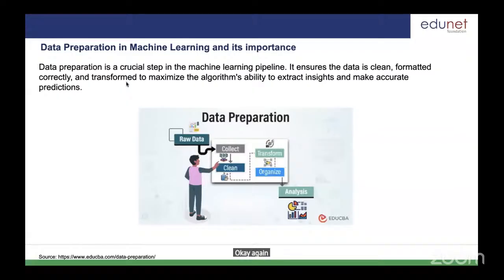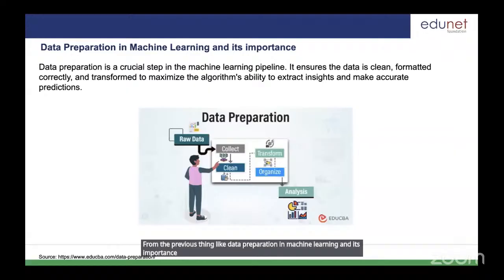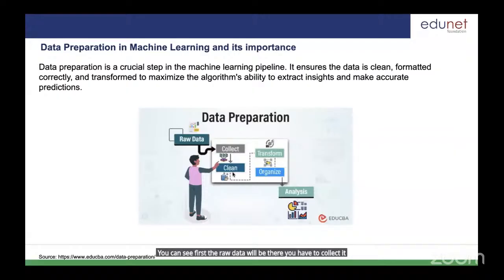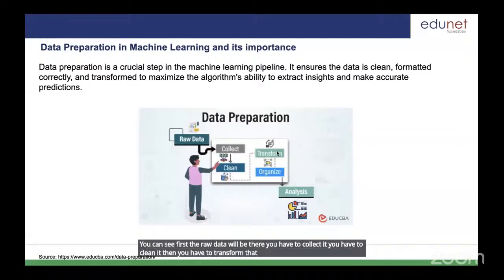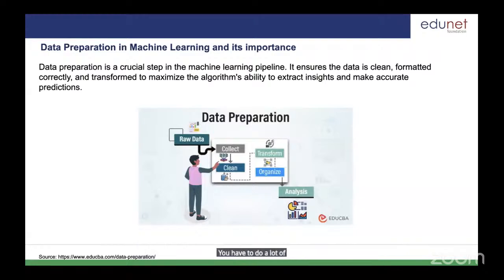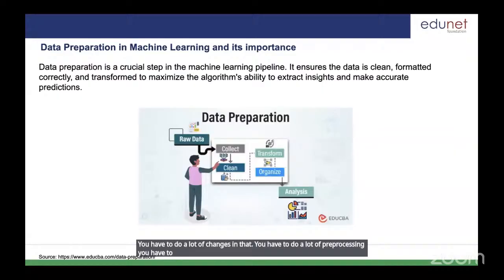Again we have a few repeated things from the previous topic, like data preparation in machine learning and its importance. Whenever you prepare the data, there are a few crucial steps to follow. First the raw data will be there, you have to collect it, clean it, then transform it. You cannot directly pass the raw data to the model, it will throw an error. You have to do a lot of pre-processing, encode the values, scale down the data, then after transforming it, organize it and take out the analysis from that.